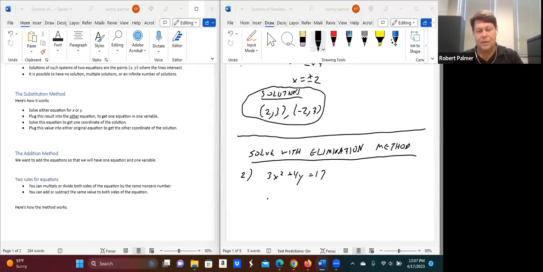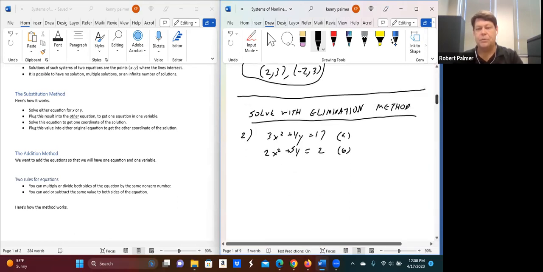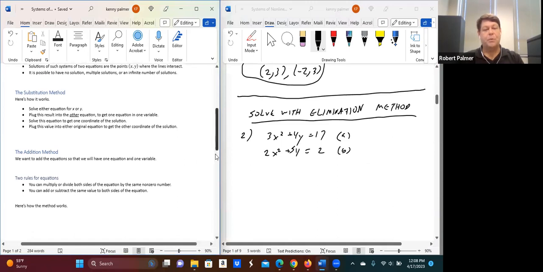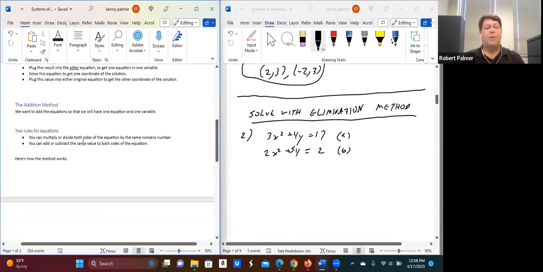So my other equation then is going to be 2x squared plus 5y is equal to 2. And once again, I like to call mine A and B. Now, here we use the elimination or addition method. So remember how this works: for our course, we have two rules of equations. We can multiply both sides of an equation by the same non-zero number. And we can also add or subtract the same value to both sides of the equation. Those are our two rules for equations.